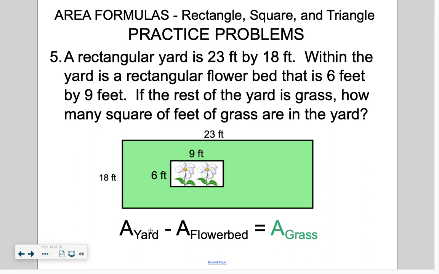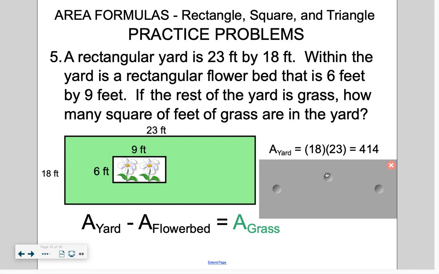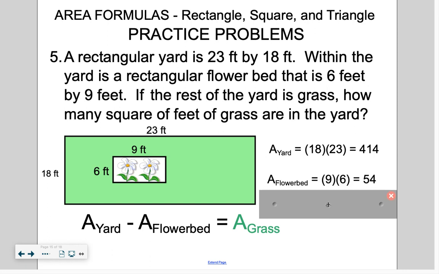Now, both these shapes are rectangles, so we're going to need to find the area formula for rectangles, but then do it for the big one and the small one, and then hopefully subtract. So let's try that. For the big yard, that's 18 by 23. If we multiply those together, you should get 414. Again, it is square feet, which we'll do at the very end, but that is technically part of the unit or the calculation there. As far as the flower bed, that's smaller. It's 9 by 6, and that area is 54, technically 54 square feet.